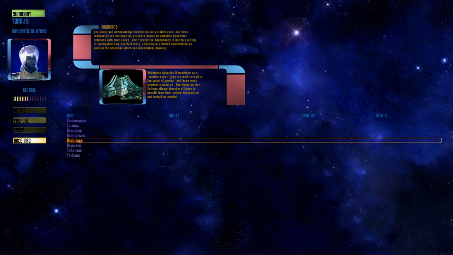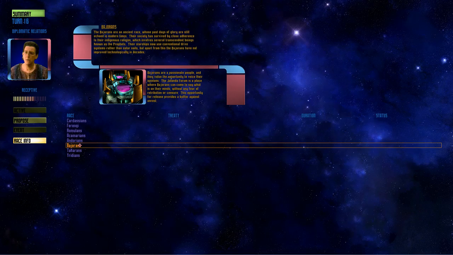And the Andorans. They have a sincere desire to establish beneficial relations with alien races. So they can build the Andorian War College. So we'll definitely go to the Bajoran first.